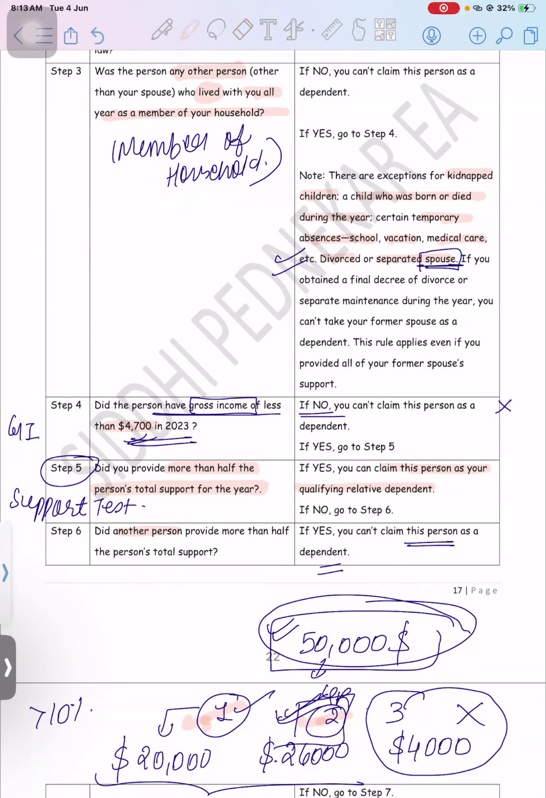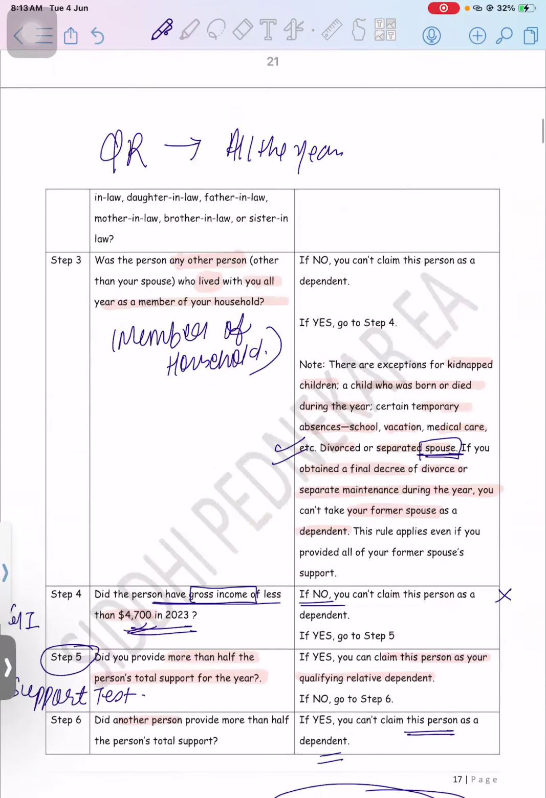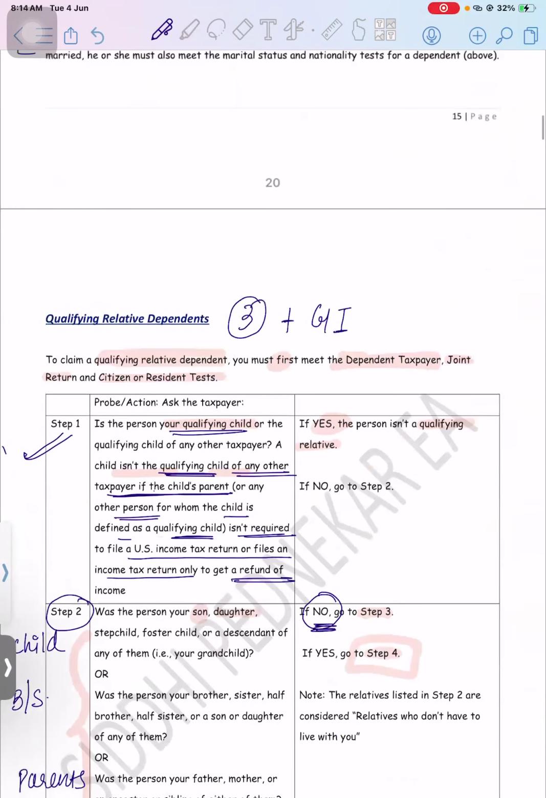It should be a permanent disability. Okay. If you finalize a final decree of divorce or separate maintenance agreement during the year, you can't take your former spouse as a dependent. Once the divorce is finalized, after that you can't take your spouse as a dependent, even though she is permanently disabled. Okay, got it, guys? So these are all the conditions you should remember very well in case of a qualifying relative.